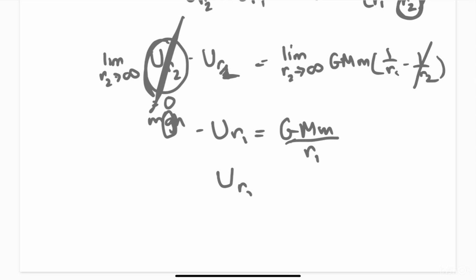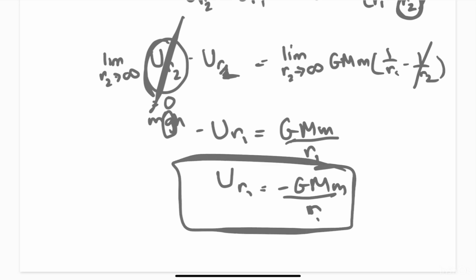So the potential energy of the planet in orbit is the gravitational constant times both masses divided by r. That's it.